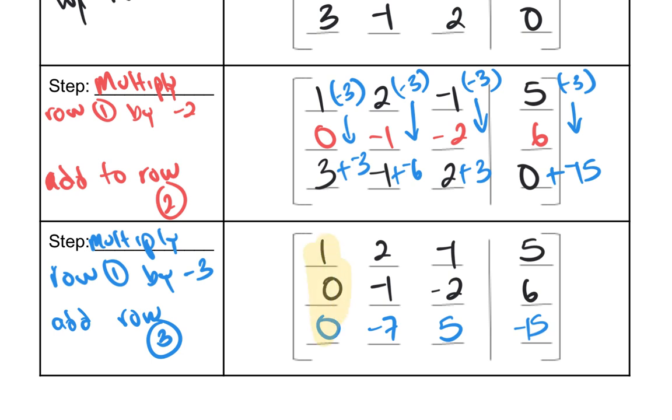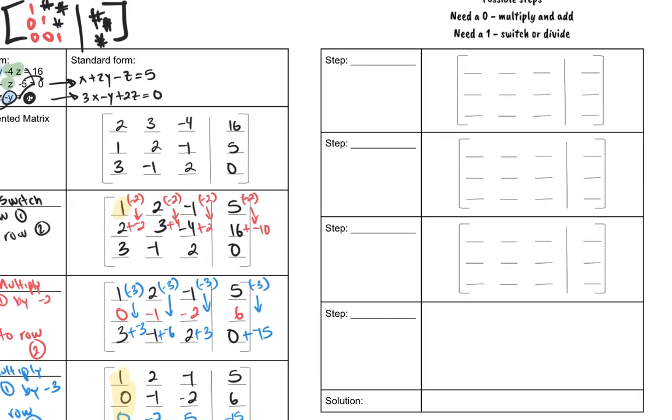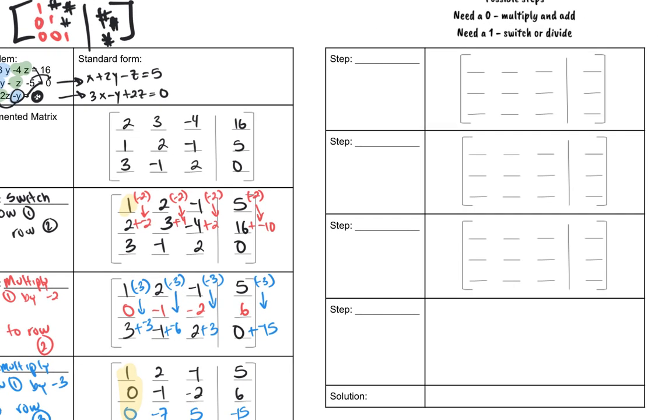And now I need to move on to this number here. I need to make this a positive 1. So I'm going to divide by itself so it becomes a positive 1. It's going to be my next step. Divide row 2 by negative 1. Try it, and then we can compare that we have the same answers.